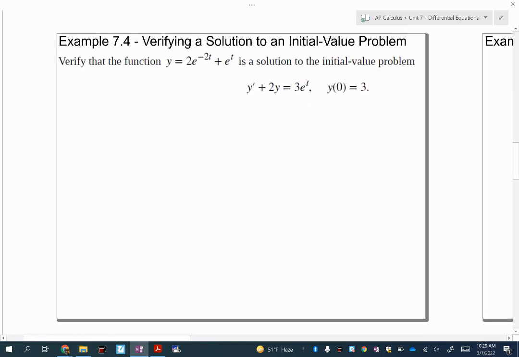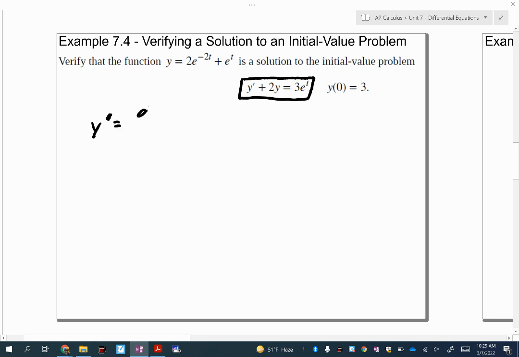Okay, here's another verify one. All right, so we're going to verify that this function for y is a solution to this differential equation. All right, here, right? This is my differential equation. But then a second step is going to occur where we also need to make sure that it satisfies this initial value. Okay, and this is what constitutes an initial value problem. So I'm going to treat this first off like we did the very first one and find the derivative of y.